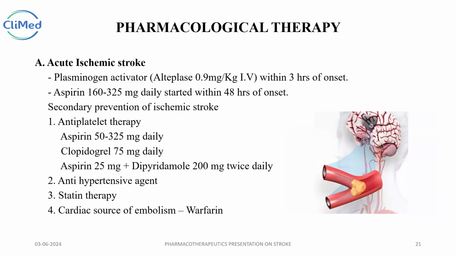We can give 0.9 mg per kg IV. The max dose of alteplase that we can give in a stroke patient is 90 mg. Tissue plasminogen activators can only be given within 3 hours of onset. So we have to take care of this. Can anyone tell what are the conditions or things that have to be taken into consideration before giving TPAs? What are the conditions we have to check?